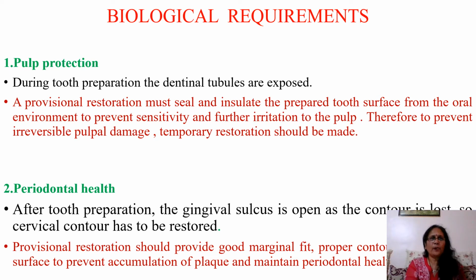Pulp protection. During tooth preparation, the dentinal tubules are exposed. So, provisional restorations must seal and insulate the prepared tooth surface from the oral environment to prevent sensitivity and further irritation to the pulp. So, to prevent irreversible pulpal damage, temporary restorations should be made. Periodontal health. After tooth preparation, the gingival sulcus is open as the contour is lost. So, cervical contour has to be restored.